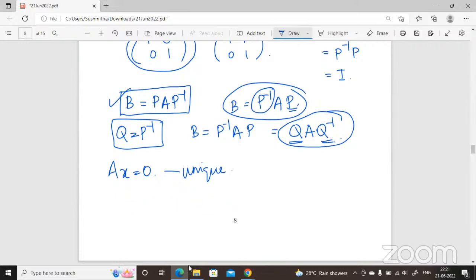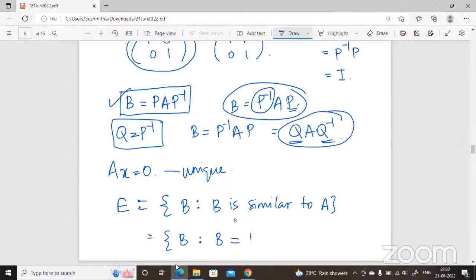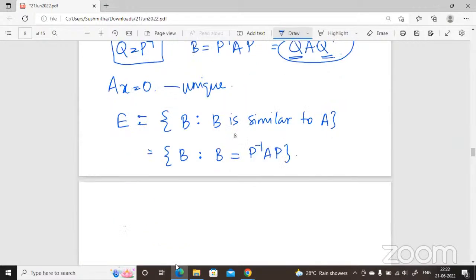Then you just have conditions to write it down. E is the set of all matrices B such that B is similar to A. What does this mean? It is the set of all matrices B such that B is equal to P inverse AP. Now you know what A is.